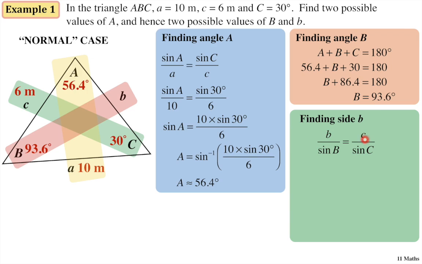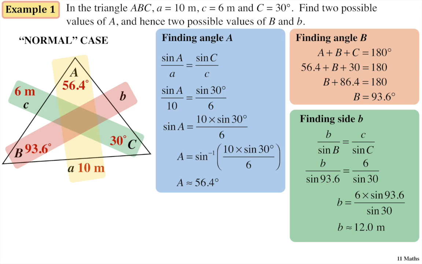Now I could use a over sine A or c over sine C, but I'm using the c because when I found angle capital A, there was a little bit of round off, and I just want to avoid the round off. So let's put in what I do know. I know angle capital B, I know angle capital C, and I know side length little c. Putting that in, I'm going to multiply both sides by the sine of 93.6. Calculator says to one decimal place, little b is 12 meters. So I now have my 3 side lengths and my 3 angles for this triangle.